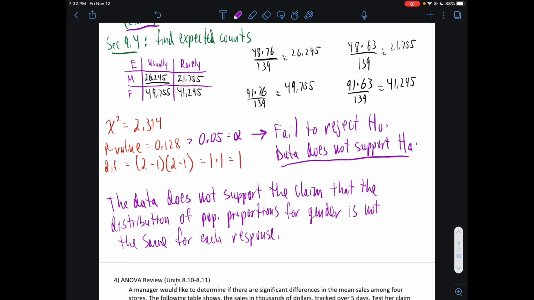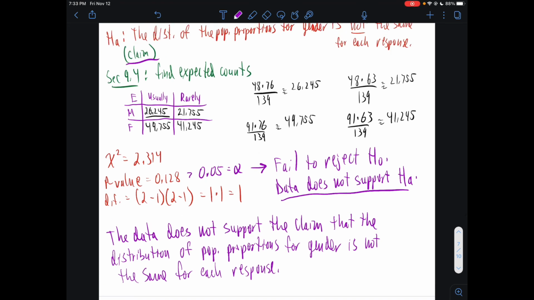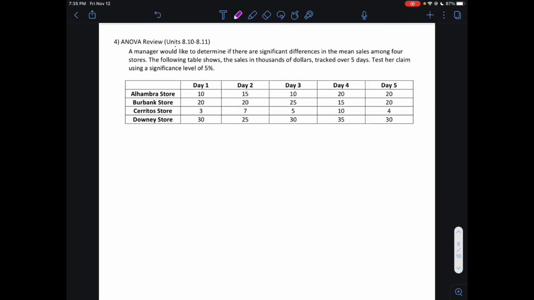These three problems, 1, 2, and 3, really do summarize everything from Chapter 9. There isn't anything else besides this, and we can see how the formulas are used, and then also just the calculator function of either finding p-value with the chi-square CDF or finding your chi-square value using the chi-square test. So then finally number 4, which is a review of Anova, units 8.10 and 8.11.